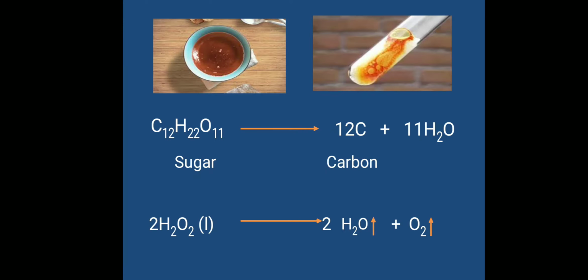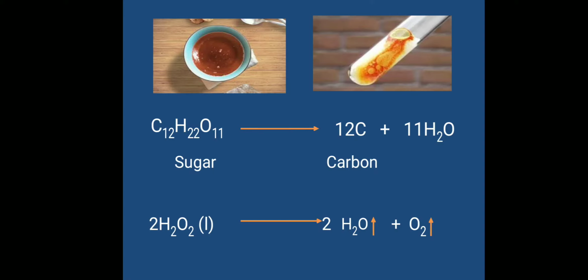Let's have an example. If we heat sugar in an evaporating dish, after some time you will see the formation of a burnt black substance. This single reactant sugar is divided into two substances, carbon and water. This is the reaction in which only one reactant gives rise to two or more products. So therefore this is a decomposition reaction.